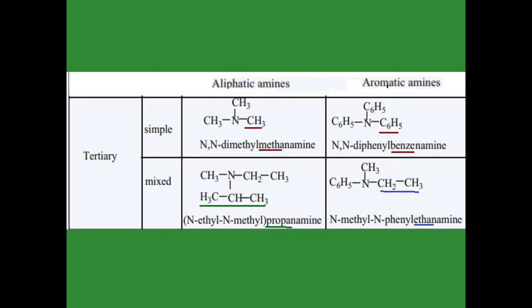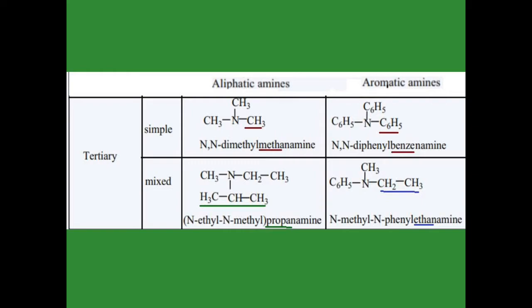So 2 carbon means eth, single bond ane, and then N means amine. Don't think that N means nitrogen. Even N also means amine, NH also amine, and NH2 alone is also amine. NH2 means it is a primary amine. NH means it is a secondary amine. Simply N means it is a tertiary amine.